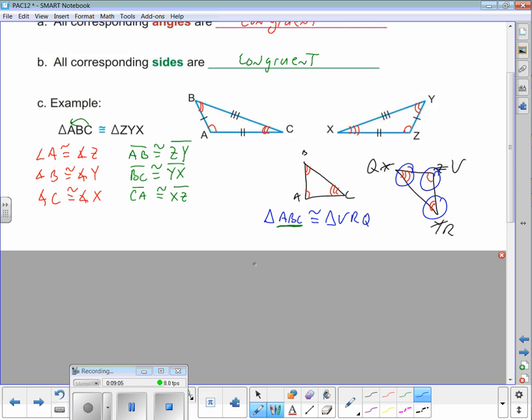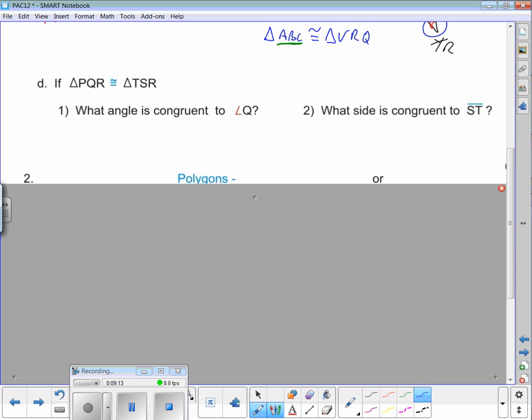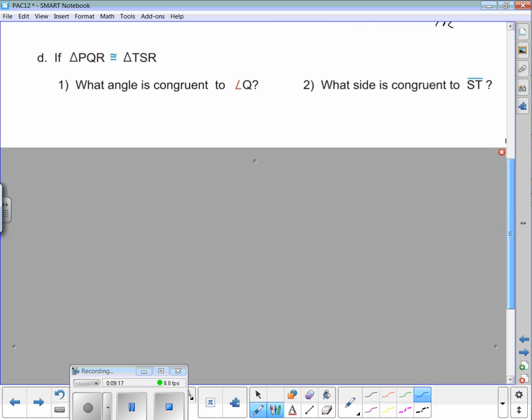The other way is using the congruent triangles. But remember this, whenever you're using congruent triangles, the lettering will tell you a whole lot. You don't need a picture. So that's what happens here in this next example. So here in D, we're told that triangle PQR is congruent to triangle TSR. Okay, great. This should be an easy quiz or test question.